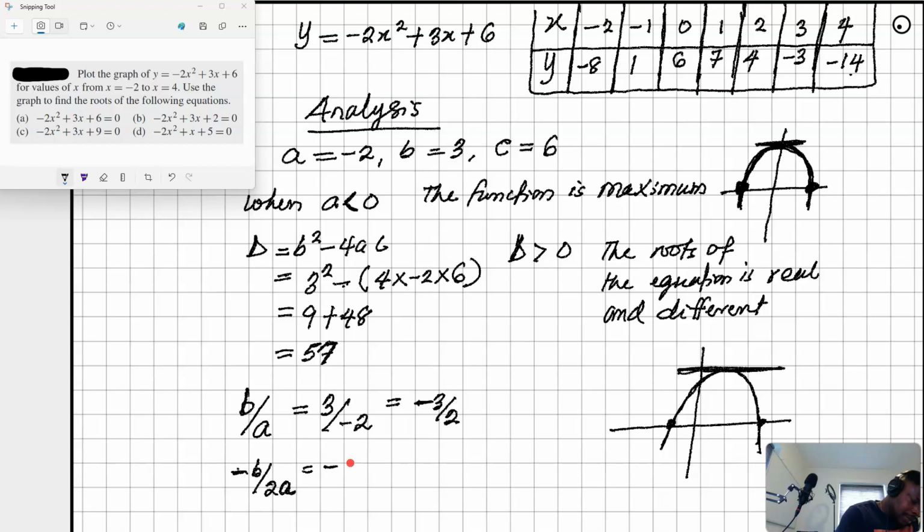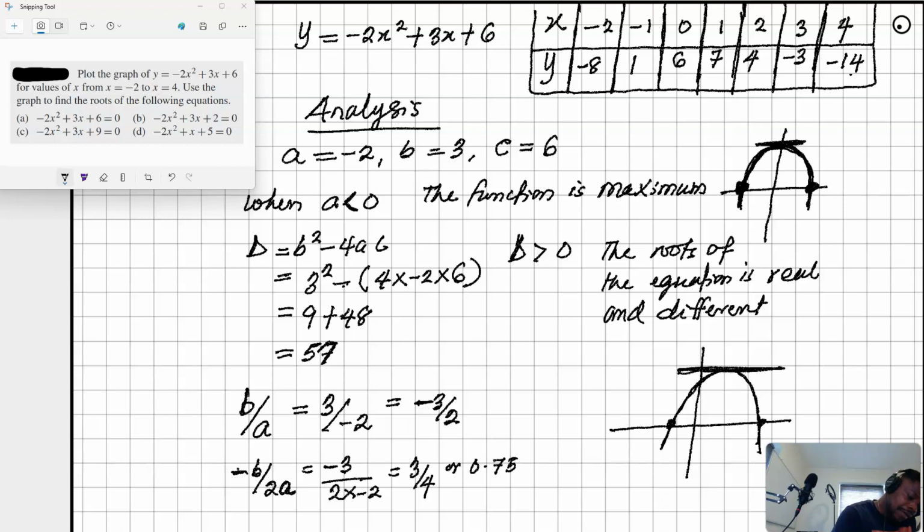So minus, what is b? That is 3. 2 times, what is a? Minus 2. So this is 3 over 4. Okay? And 3 over 4 is the same thing as 0.75.